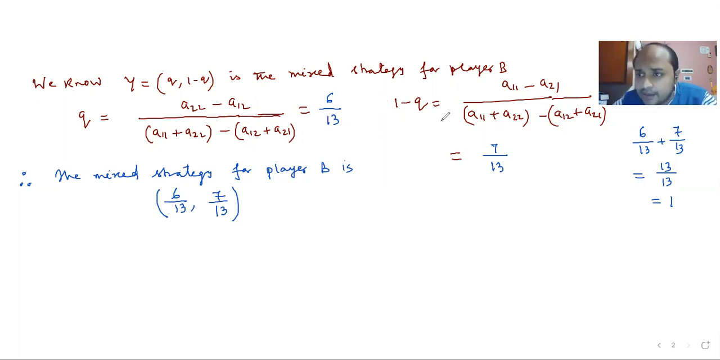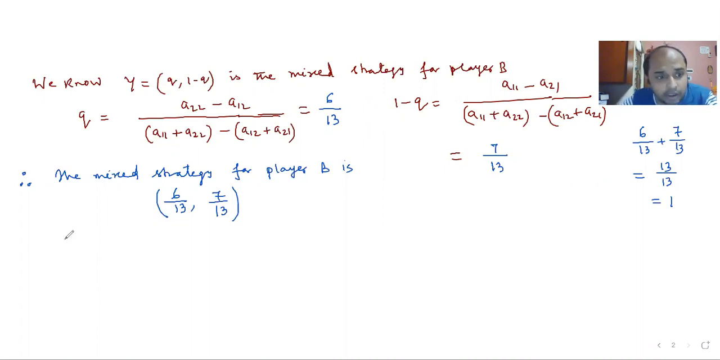So if you do so, one checking criterion is this: maybe you are wrong, maybe you have made some mistake, but you can at least check whether you have made a mistake by adding the two probabilities. If the addition gives you 1, then you are right. If the addition doesn't give you 1, then you are wrong. Your job is not yet done.